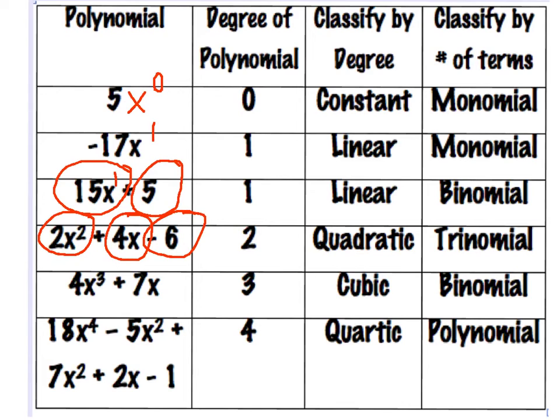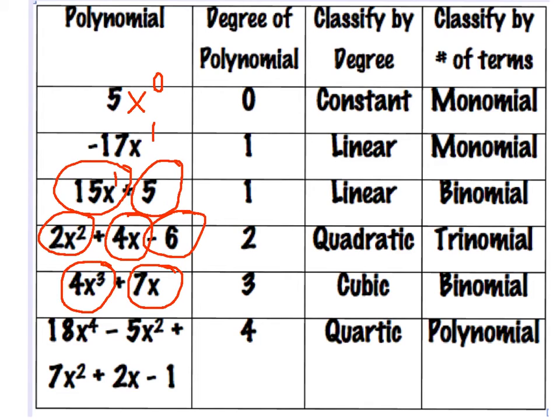Okay, in my next example, I've got an expression that is 4x cubed plus 7x. The biggest degree is 3, so the degree of the polynomial is 3. Anything that has the biggest exponent of 3 is called a cubic. We haven't graphed these yet, but we will practice those in class. And this is a binomial because there are 2 terms, 4x cubed and 7x.